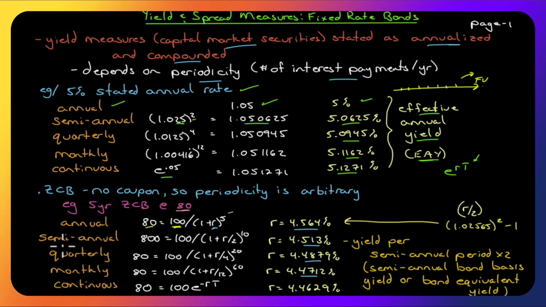Let's look at the semi-annual yield, 4.513. This is also referred to as a yield per semi-annual period, also called a semi-annual bond basis yield or a bond equivalent yield. So when we calculate the semi-annual yield, the R we'll get here, we'll get an R over 2. Then we multiply it by 2 to get to 4.513. That's why we say we take the semi-annual per period times 2. That is also referred to as the semi-annual bond basis yield or a bond equivalent yield.